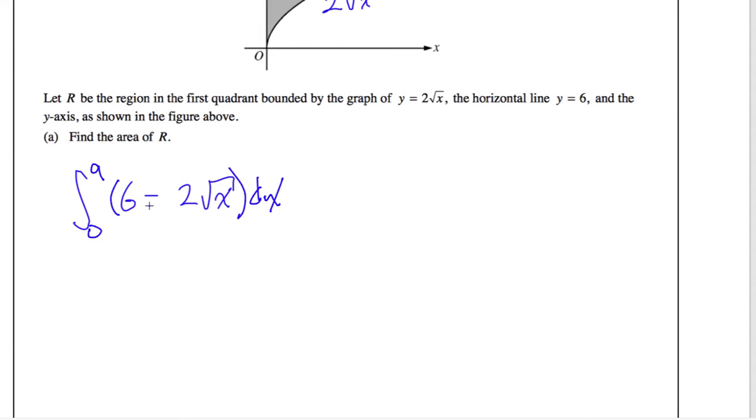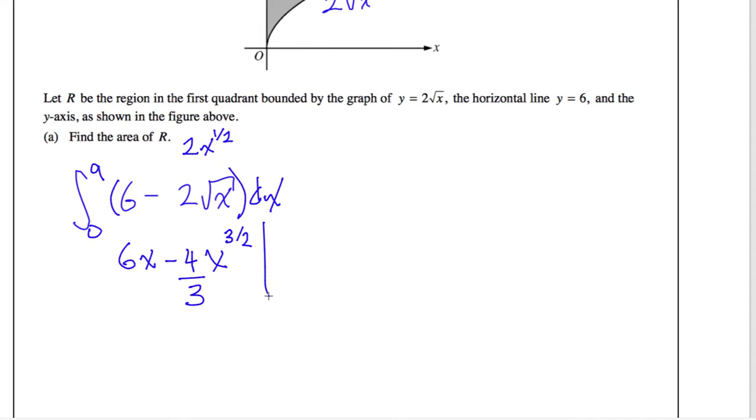Now I need to take the antiderivative. Antiderivative of 6 is 6x, right? This 2 square root of x is 2x to the 1/2. So if I'm taking the antiderivative, I add 1. 1/2 plus 1 is 3/2. So x to the 3/2. And divide down, which is multiplying by 2/3. What's 2 times 2/3? It is indeed 4 over 3.